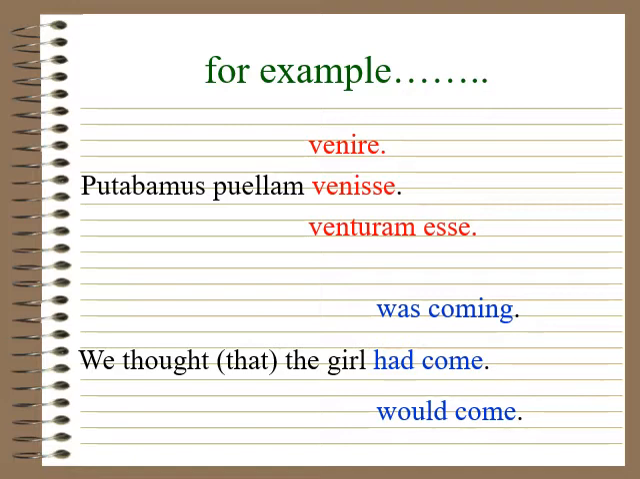So, putabamus means we thought that the girl, puellam, venire would still be present tense, but you would say was coming as opposed to is coming, because it has to, quote unquote, agree with that tense of the main verb. It has to happen at the same time. And that's why the have changes to a had, and the will would change to would, because you technically don't know if it's going to happen in the future tense.